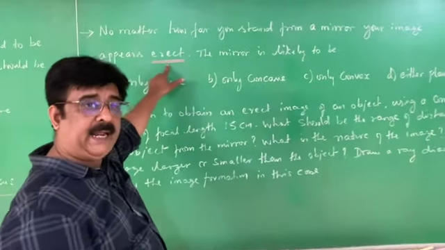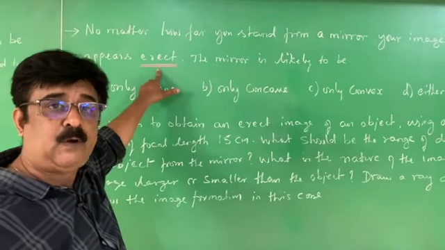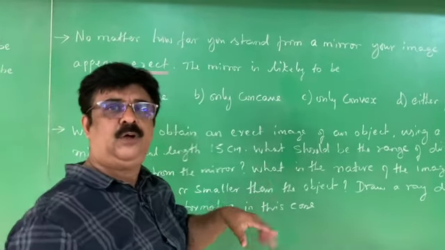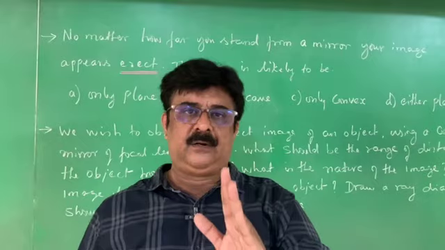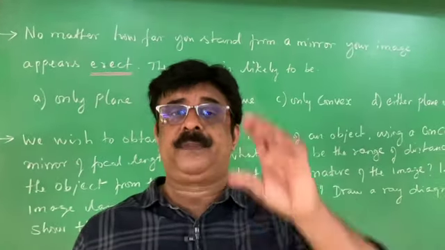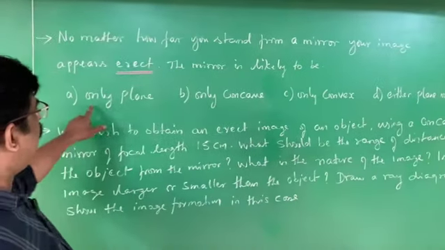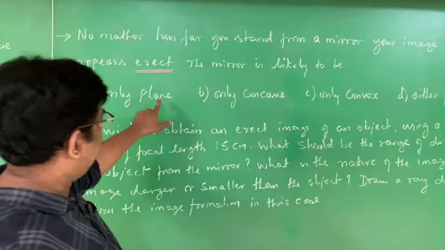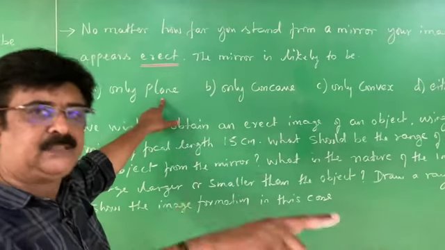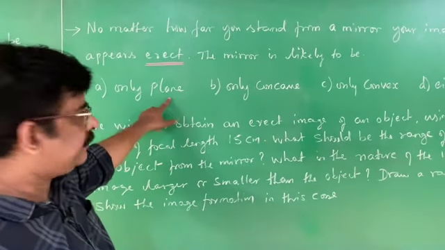But in the case of a plane mirror, wherever you stand, you get an erect image, because the plane mirror always forms what image? Virtual image, erect image. And in the case of a convex mirror also, we get an erect image, because a convex mirror always produces virtual, erect and diminished images. Therefore, the answer is only plane? Wrong it is, because no doubt plane mirror produces an erect image. Along with the plane mirror, convex mirror also always produces an erect image. Therefore, this answer is not right.